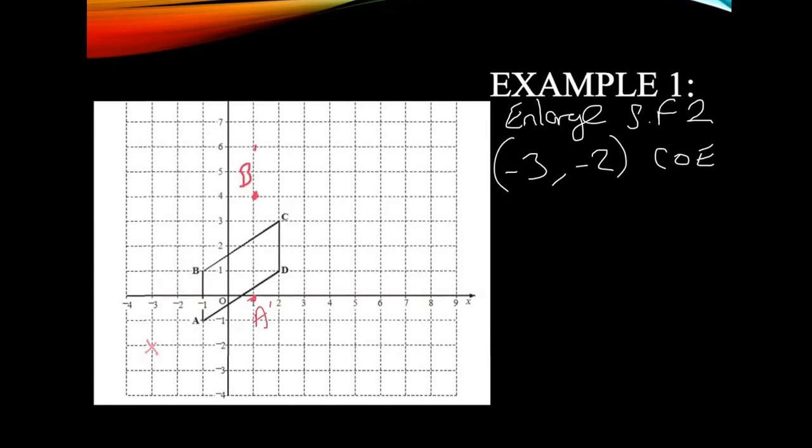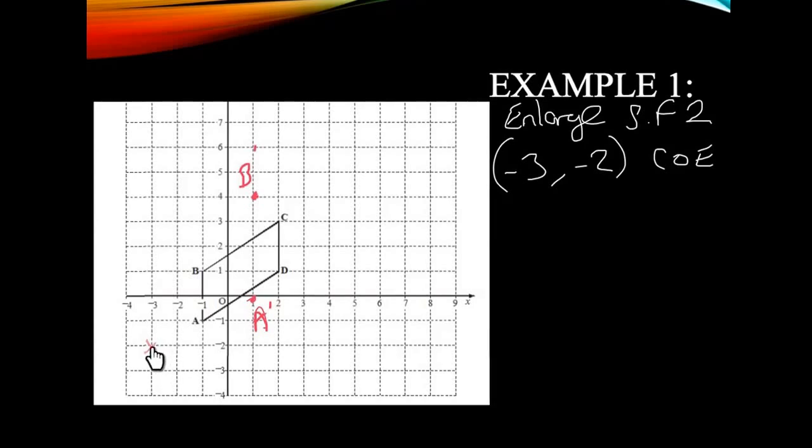So we've got this point down here, A dash, and we've got B dash. Okay, let's keep going. Let's do the same for C. And again, we're starting at our centre of enlargement. C is 1, 2, 3, 4, 5 along, 1, 2, 3, 4, 5 up. So now it would be 10 along and 10 up.